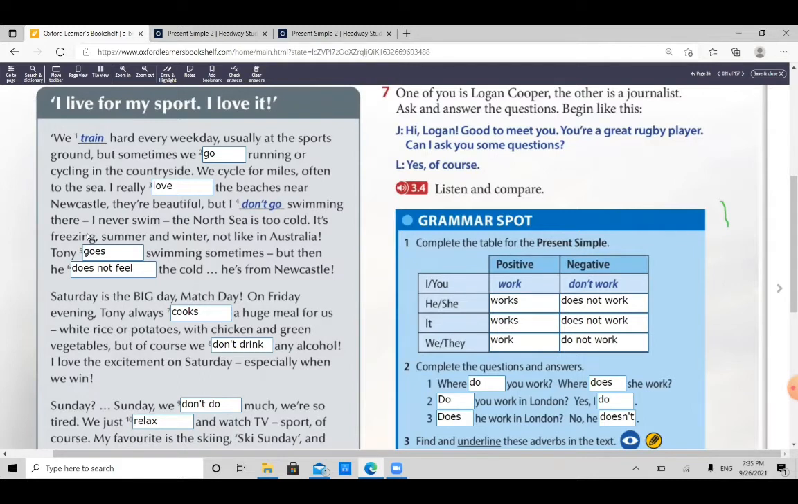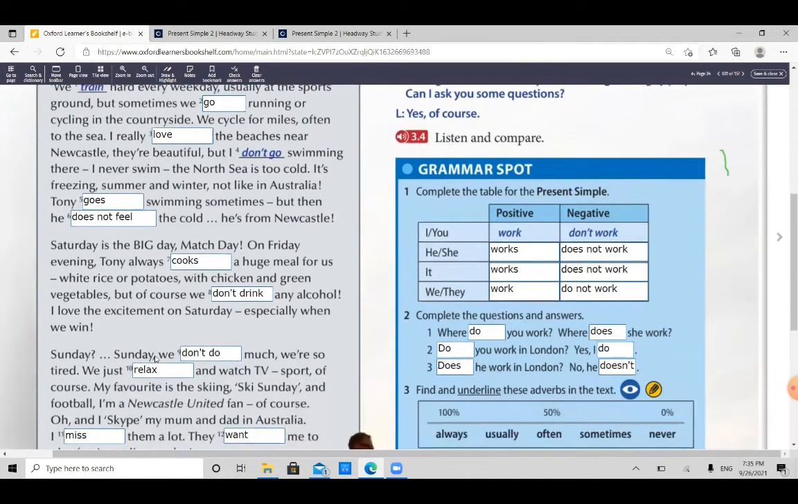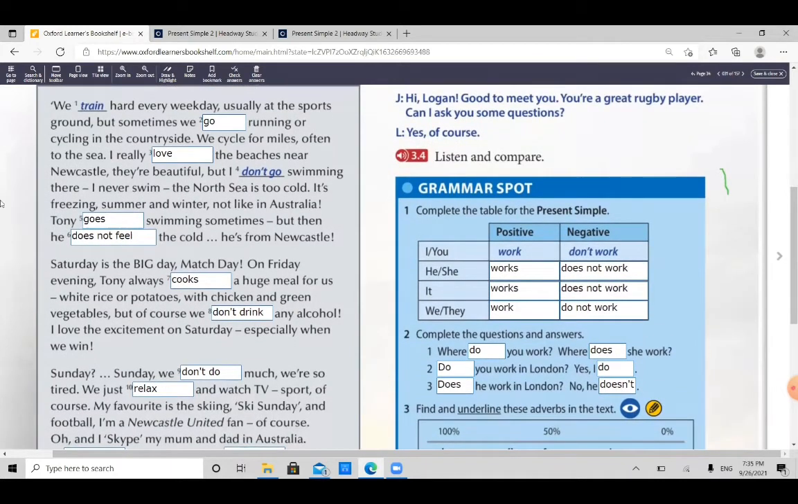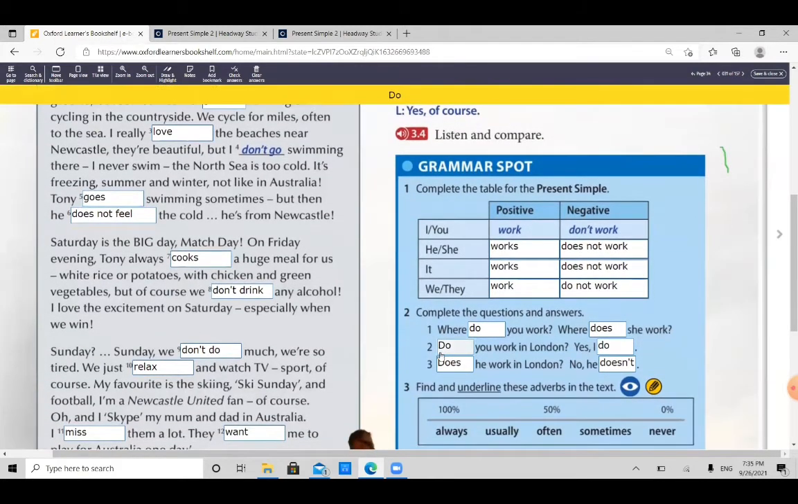About what, teacher? I want an adverb of frequency from the text here. Adverbs of frequency? Yes. Like here we have usually, sometimes, often. One minute, teacher. Okay, we will get back to you.